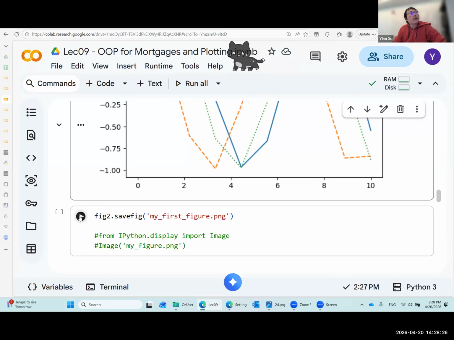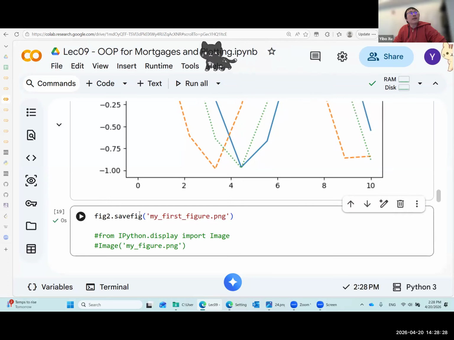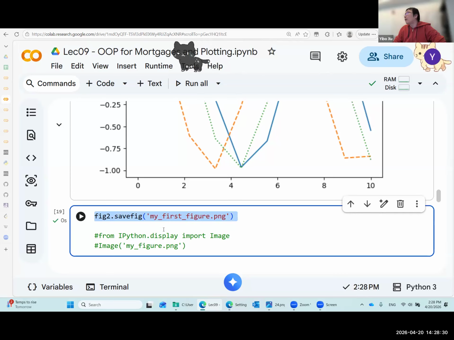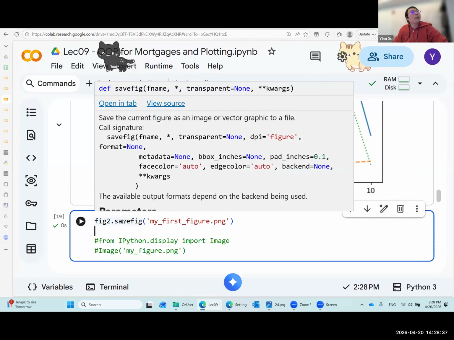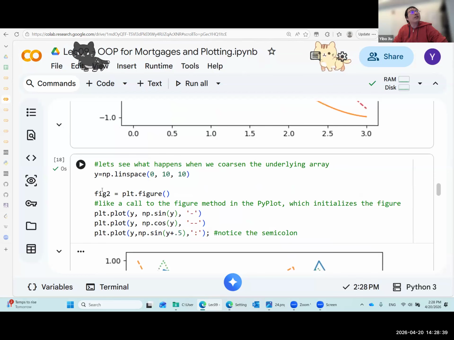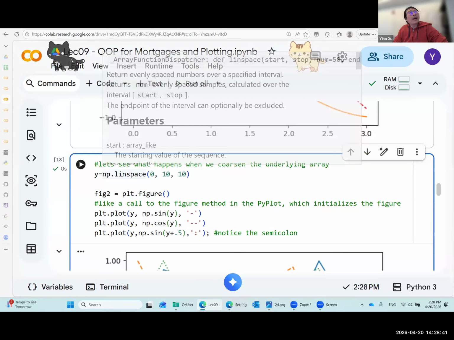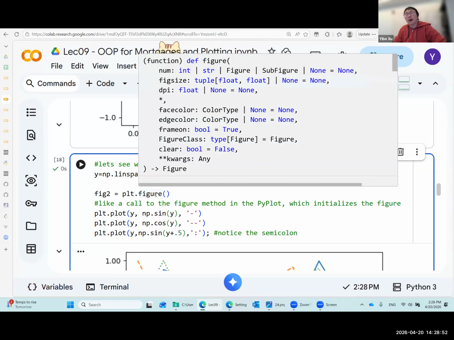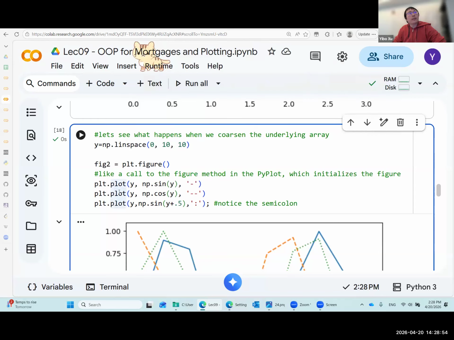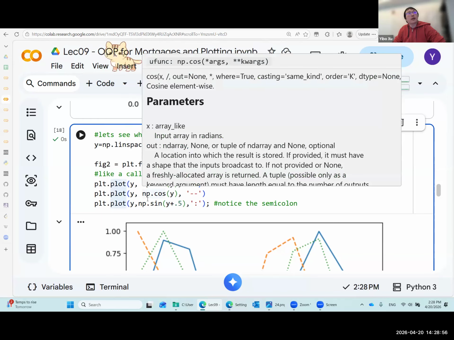Right, and here let me also run this line. So this is the feature that you're able to save the figure. Yeah, this is my figure 2. The y values are the inputs, a linear space from 0 to 10 with 10 data points. Fig 2 is going to be the name of my plot, and then here are my plotted curves.